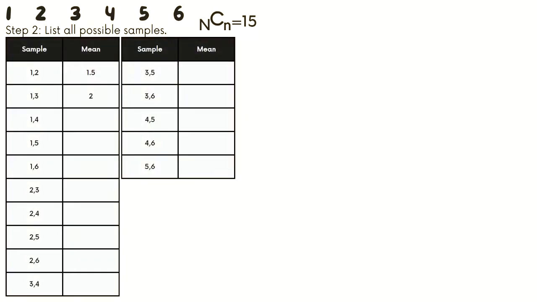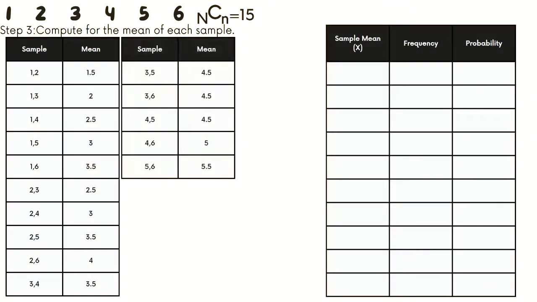So first is 1 plus 2 divided by 2 is 1.5. 1 plus 3 is 4, then divide it by 2, so equals 2. And then just repeat the same process to other samples to get the sample mean. Add them, then divide by 2. Here are all the means of each sample.